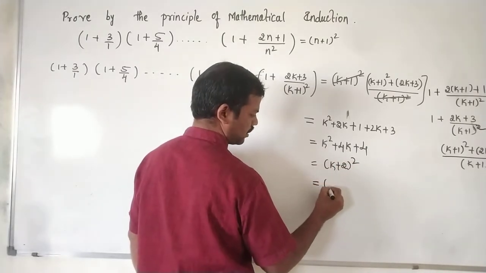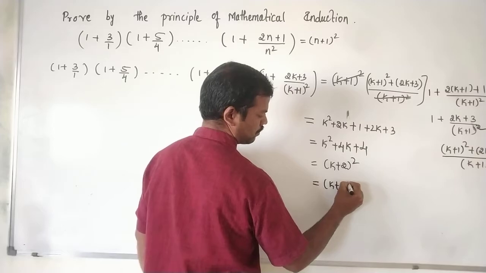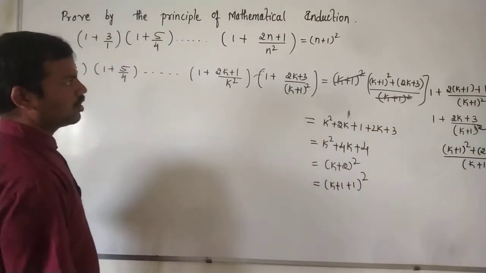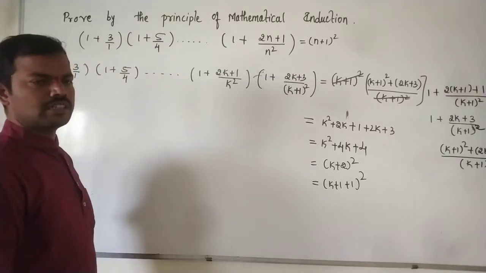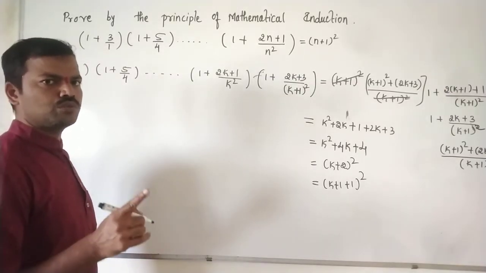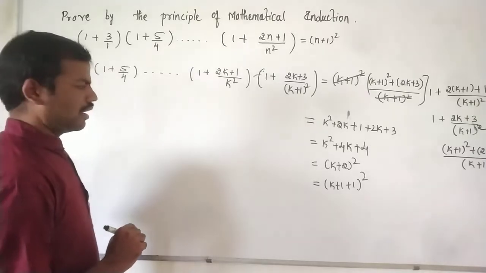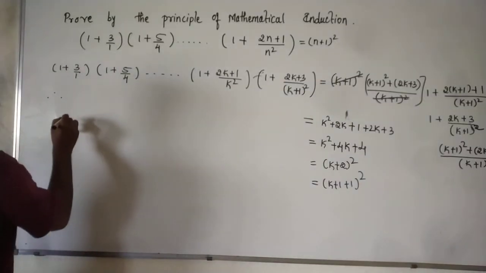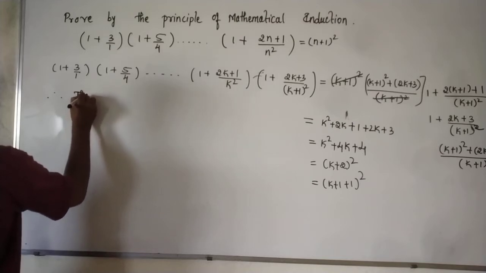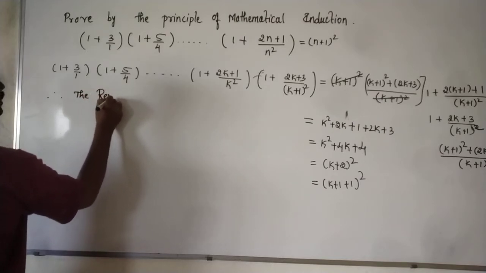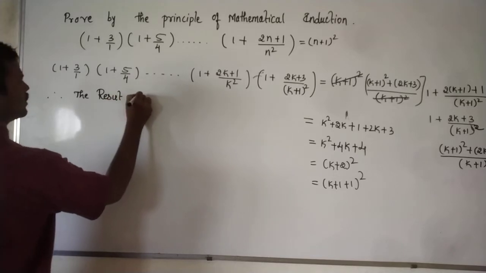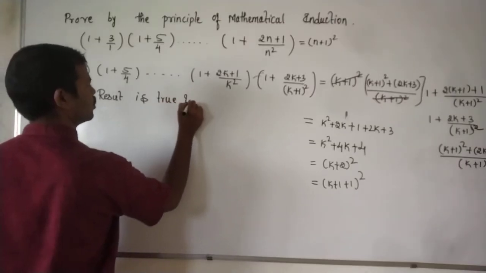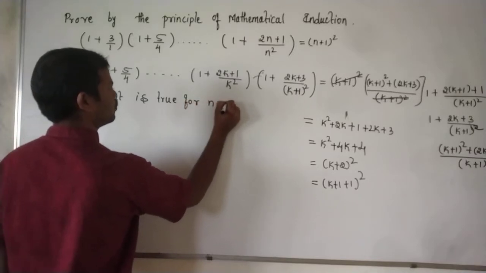That means we can write it as (k plus 1 plus 1) whole square. So where there is n, we got k plus 1. From this it confirms that the result is true for n equal to k plus 1. Therefore, the result is true for n equal to k plus 1.